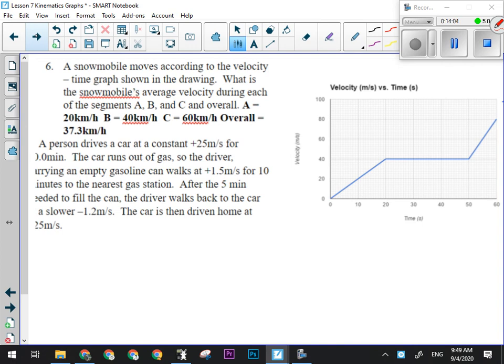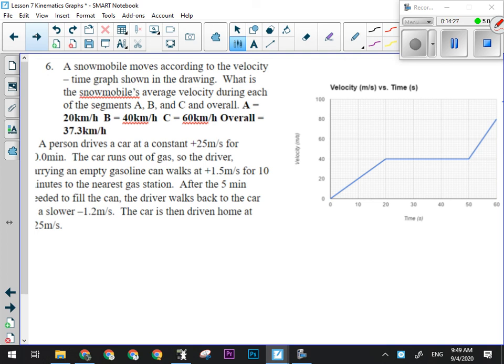Okay, so you got this question here about a snowmobile. It's in your digital workbook. It's question 6, I think it's on like page 5 or something. I'll call it up here in a minute. Okay, the snowmobile moves according to the velocity versus time graph that we have there. What is the snowmobile's average velocity during each of the segments, and then overall? So that's something we haven't talked about yet.